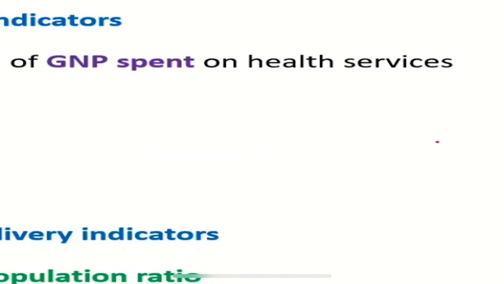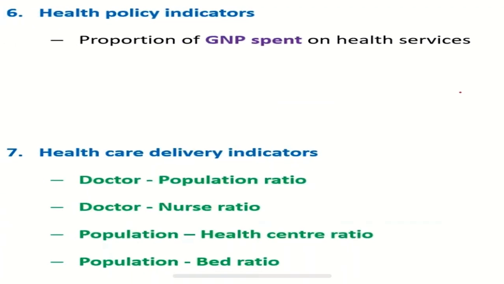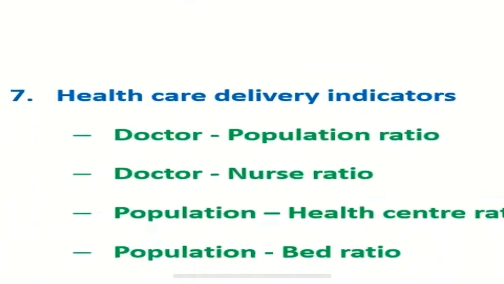The indicators include the proportion of the GNP which is spent on the health services, and the GNP which is spent on health related activities, which includes water supply, sanitation, community development, housing, nutrition, and midday meals. All such things come under the health policy indicators. The proportion of total health resources which is devoted to the PHCs also falls under the health policy indicator.